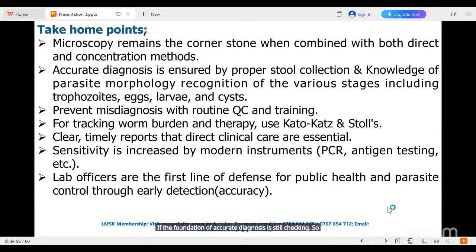So colleagues, we can do more than a direct method. I encourage you to talk to your supervisors, to your heads of departments, that you can introduce at least flotation and sedimentation methods when it comes to stool parasite diagnosis.